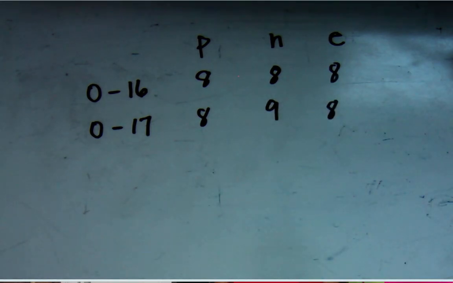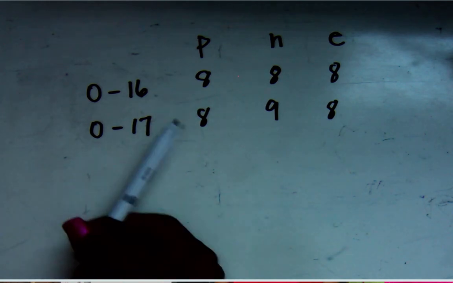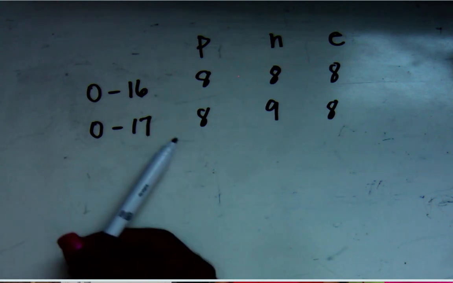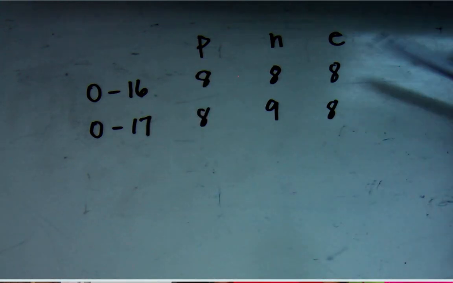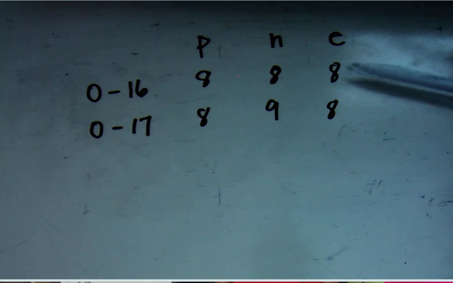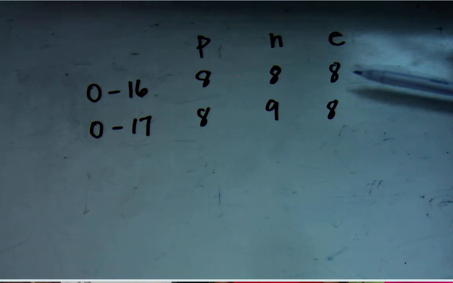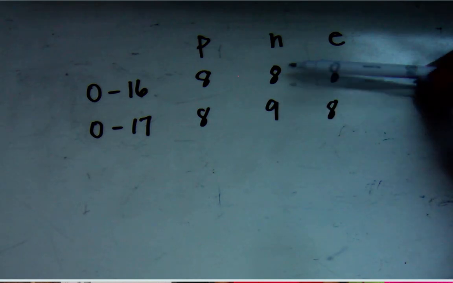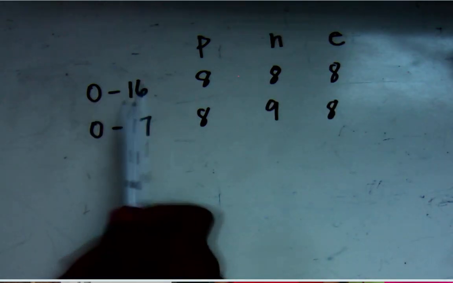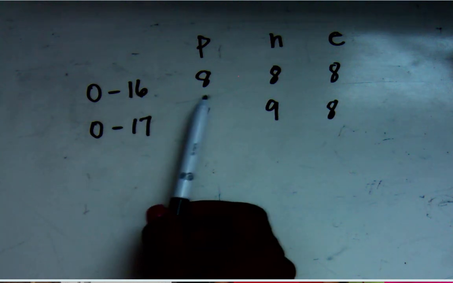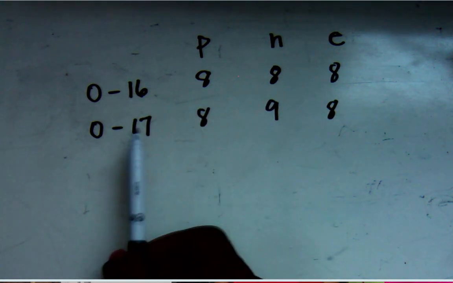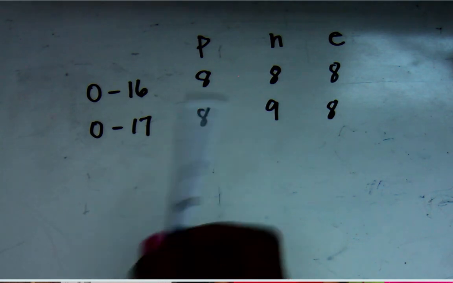Okay, here's our example again. To find the number of neutrons, it is your mass number minus the atomic number. The atomic number for oxygen is 8, so there are 8 protons for each isotope. Because it's an atom, there are 8 electrons, because you have an equal number of positive and negative charges in an atom. To find the number of neutrons, it is your mass number minus the atomic number. So 16 minus 8 equals 8. 17 minus 8 equals 9.